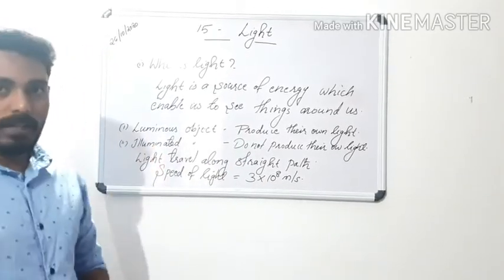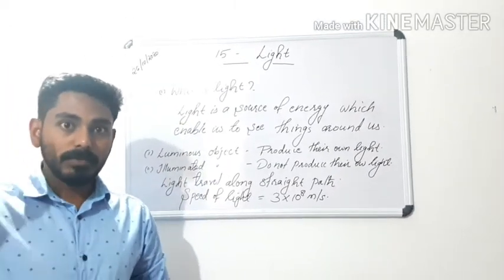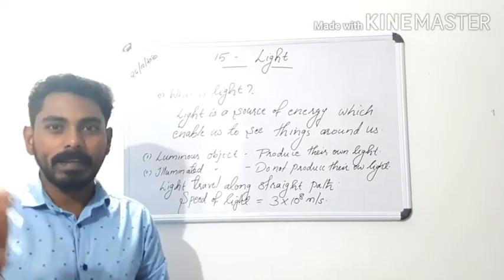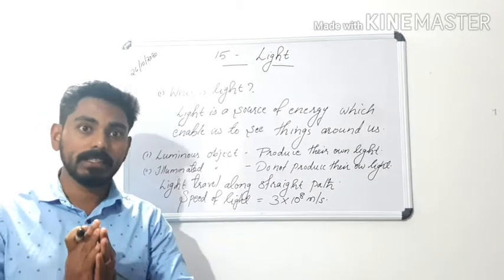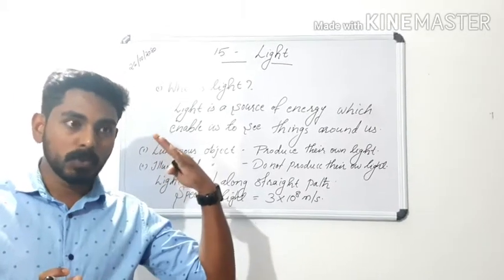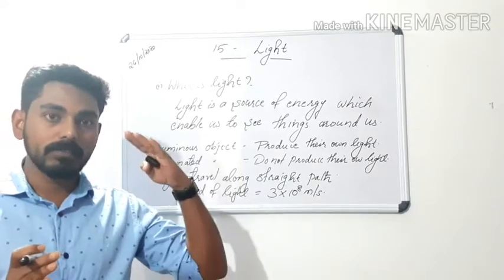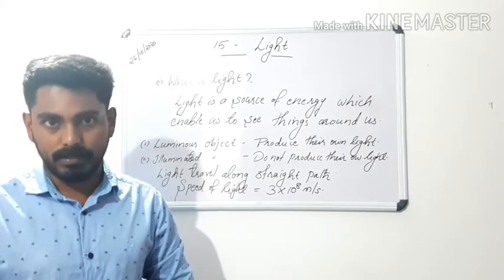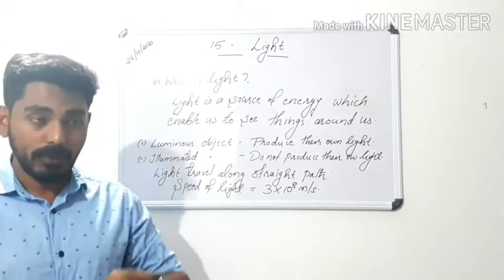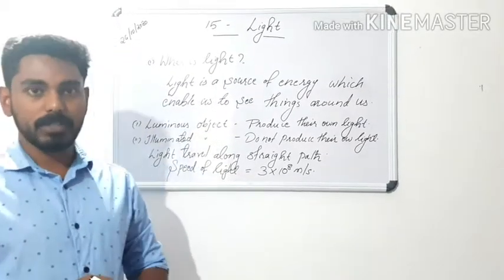Sometimes early in the morning we can see light coming through tiny holes in a straight line. We have already learned in the previous class that light travels along a straight line path. It never deviates. It only travels along a straight line path. Such a property of light is called rectilinear propagation of light.